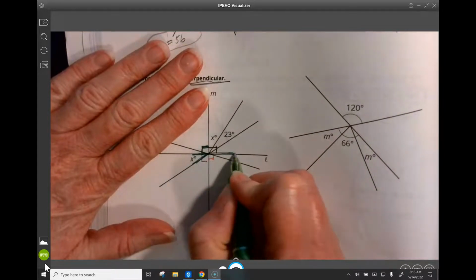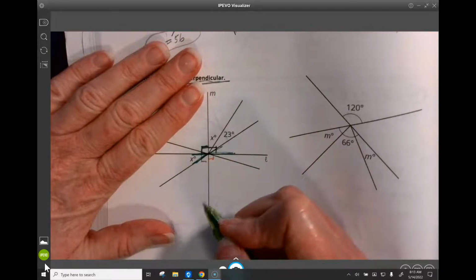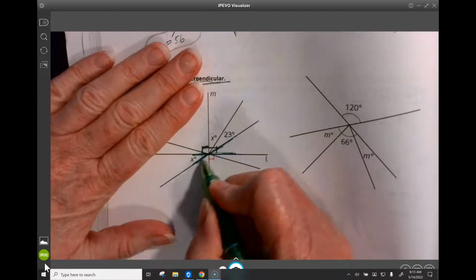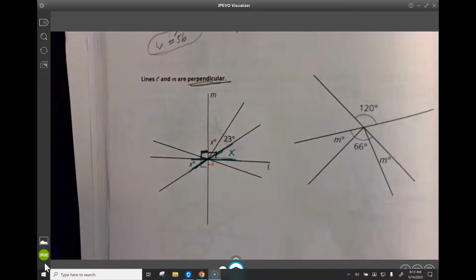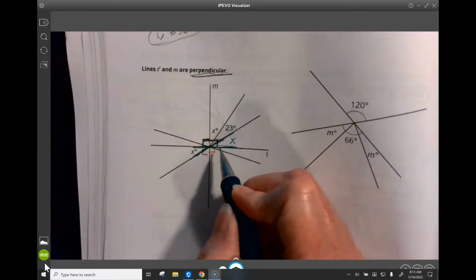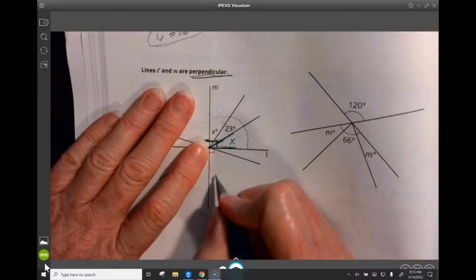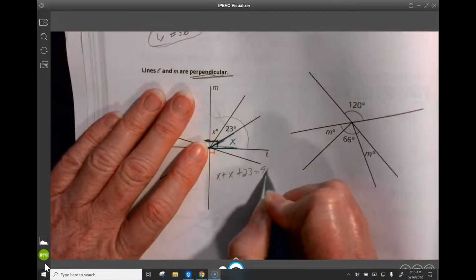Well, this line here and this line here. Let's see, this line extends and this line extends. That was kind of confusing. That means this is x. Okay? So that means, since this is perpendicular, that's a 90-degree angle, so all of this adds to 90. So x plus 23 is equal to 90.